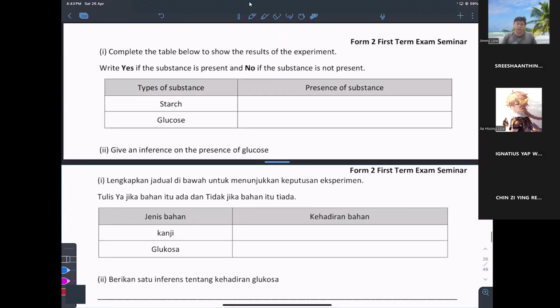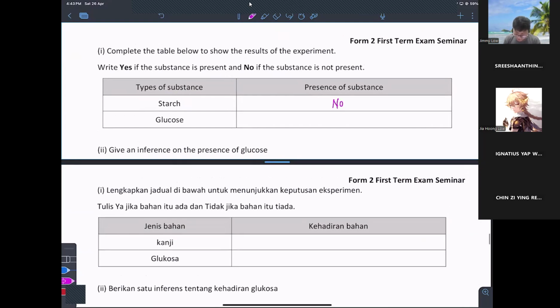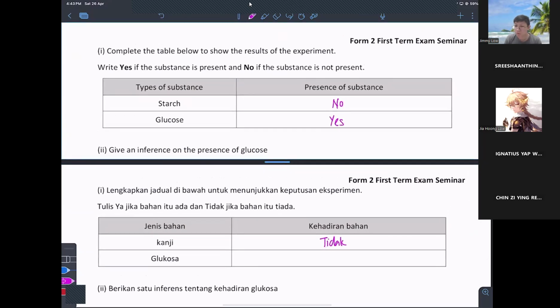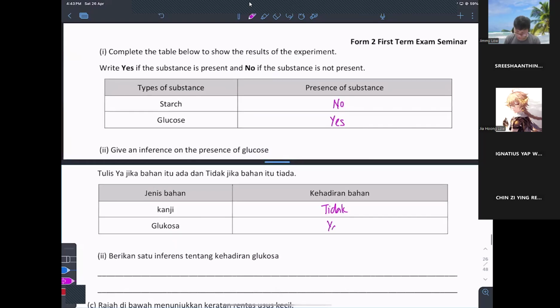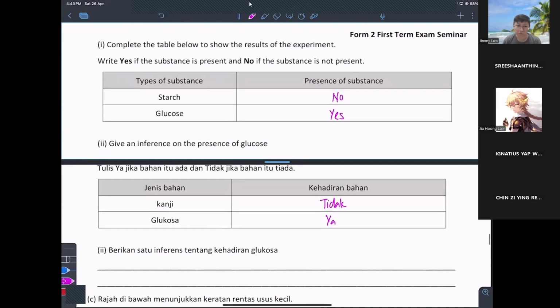The question asks you whether there is any presence of a substance in the experiment in the end. So when it comes to the type of substance, starch: in the end, no. Starch is not found in the water. But for glucose, yes, because glucose is able to diffuse out. Read the question. If the question says yes or no, you just say yes or no. If the question wants you to write a complete sentence, you just write a complete sentence. We follow the instructions of the questions.